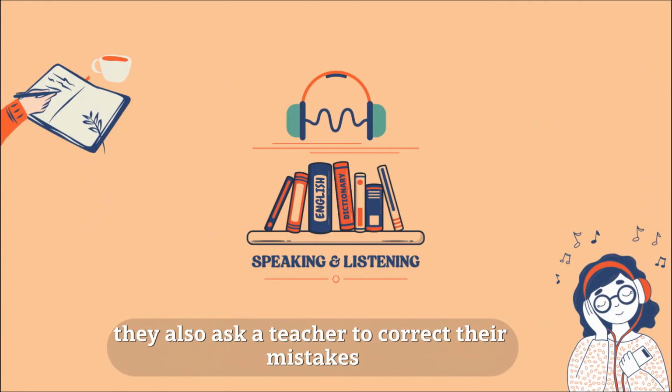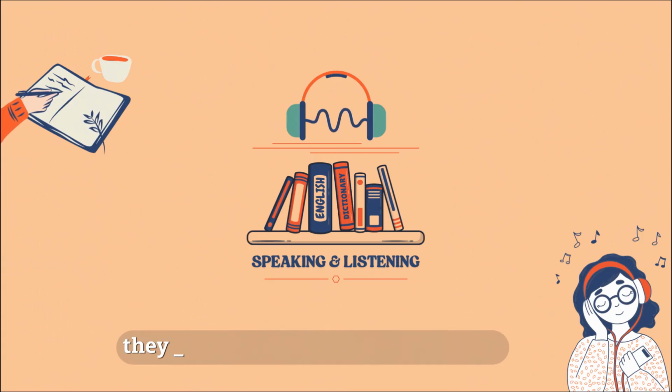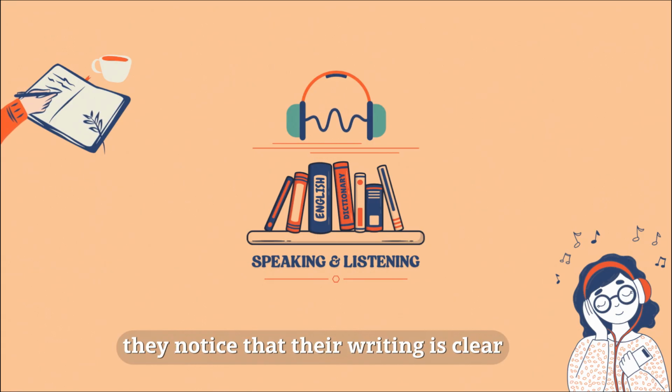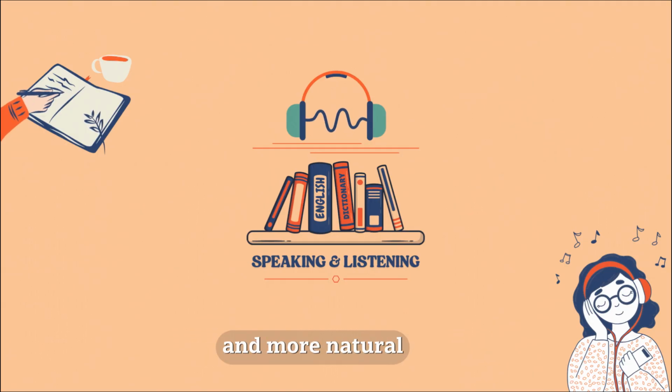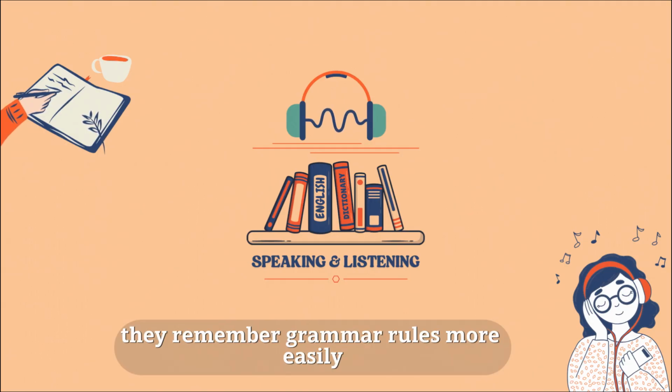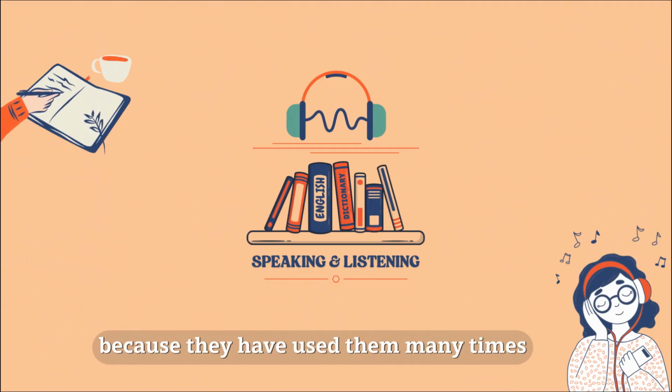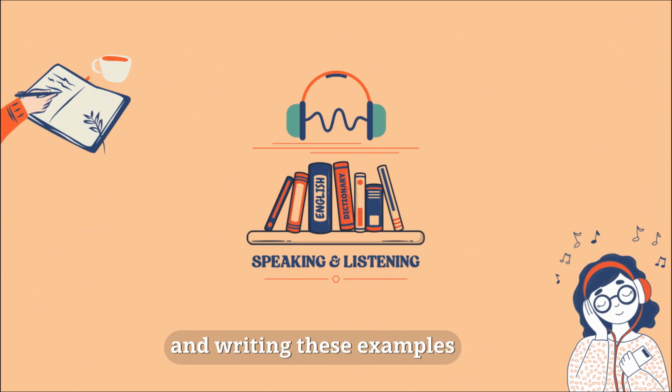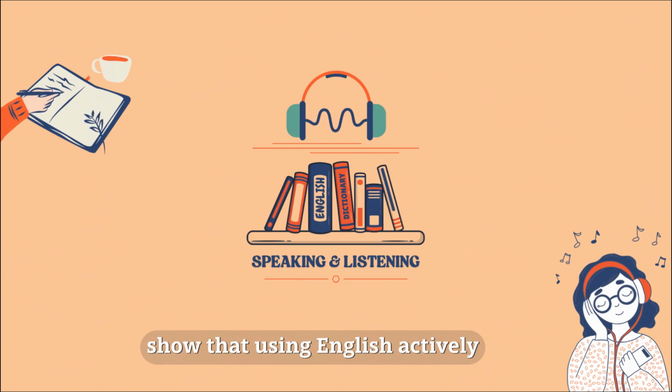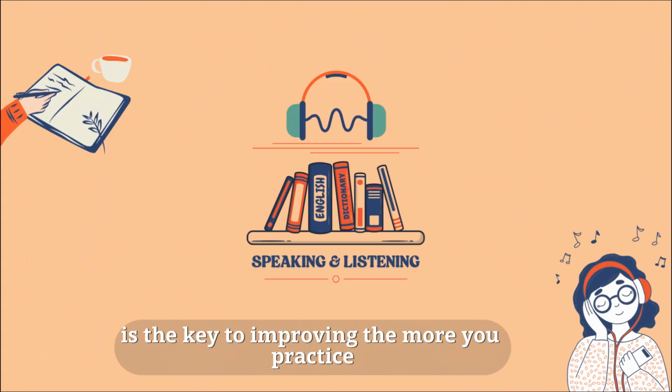They also ask a teacher to correct their mistakes. After 3 months, they notice that their writing is clearer and more natural. They remember grammar rules more easily because they have used them many times. In writing, these examples show that using English actively is the key to improving.